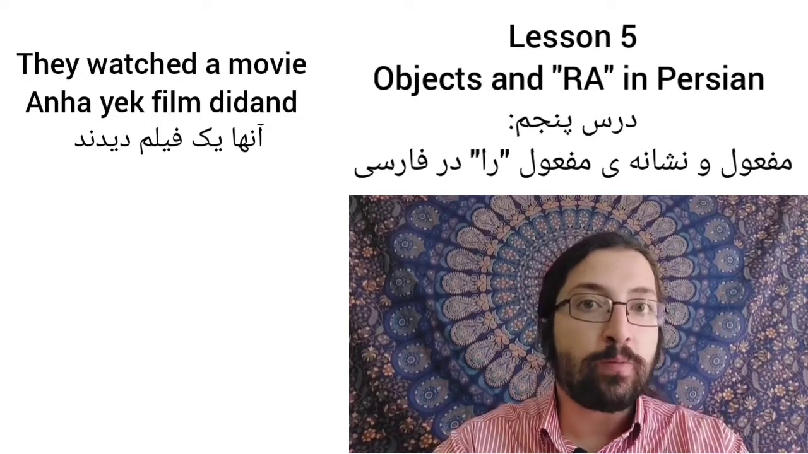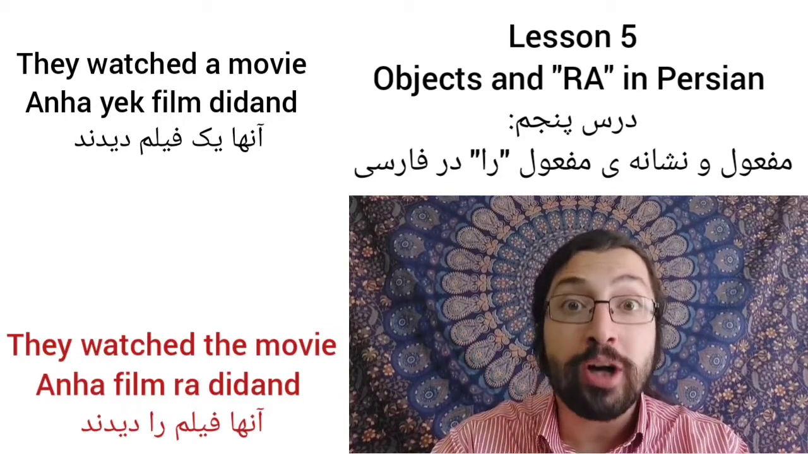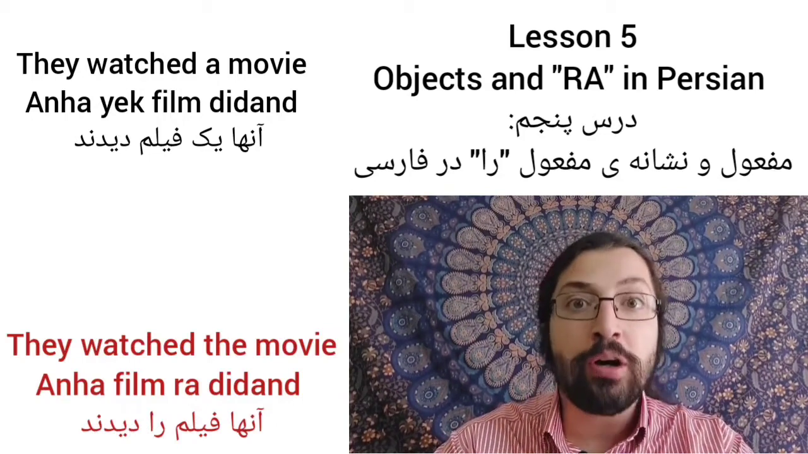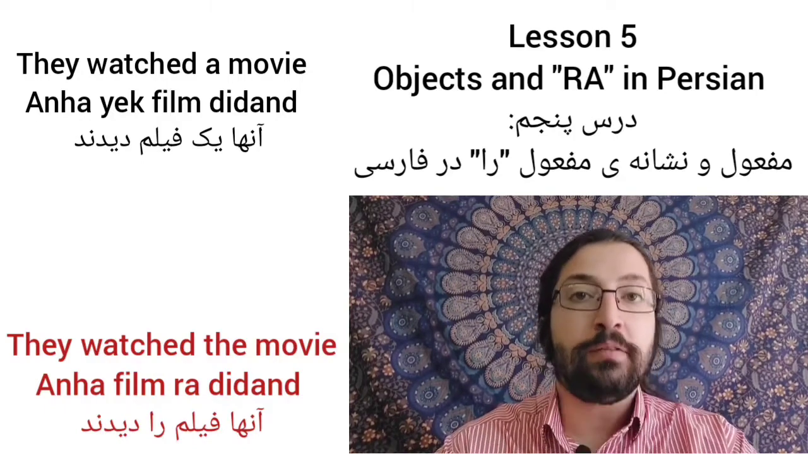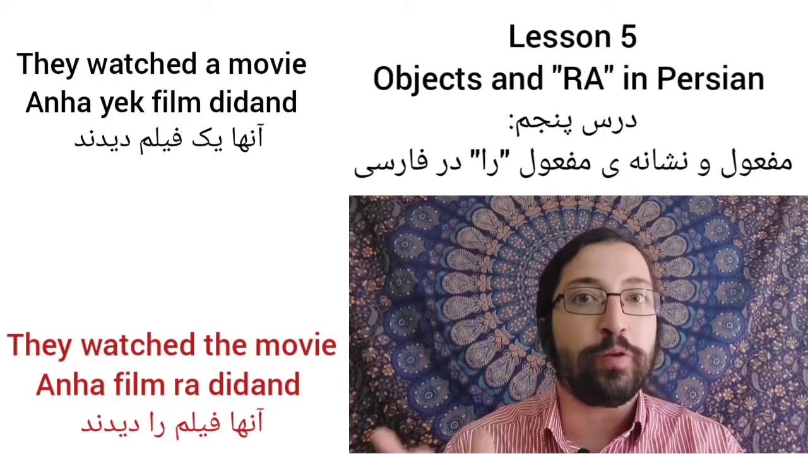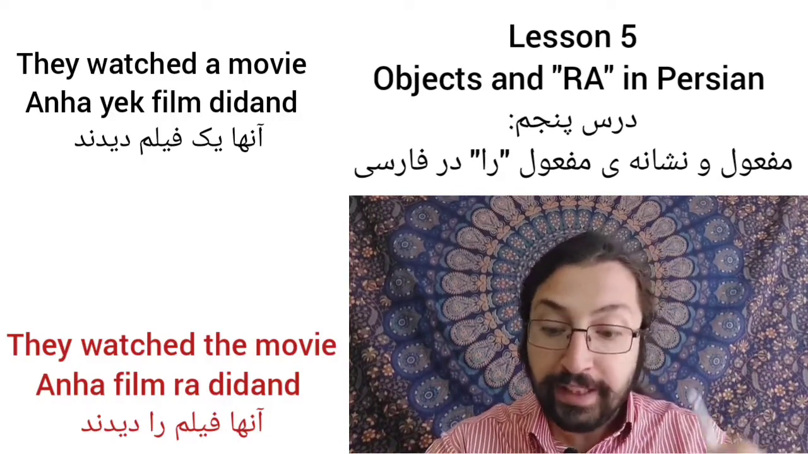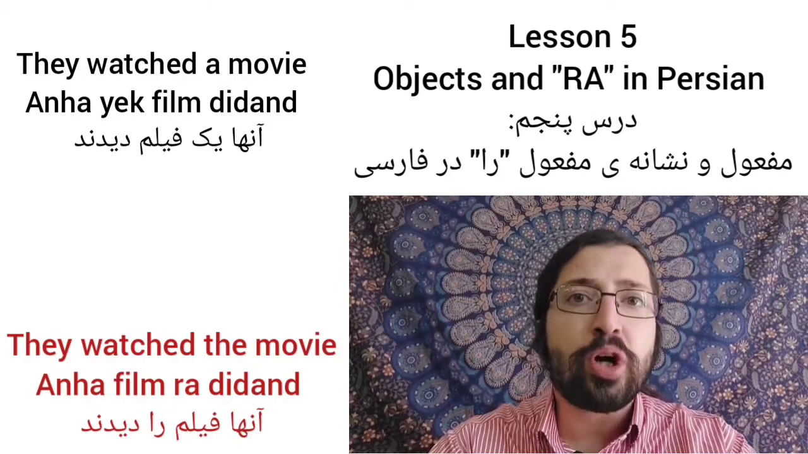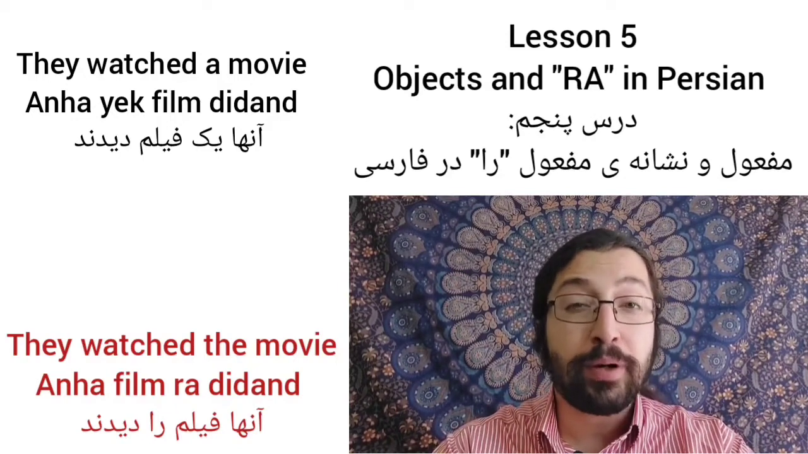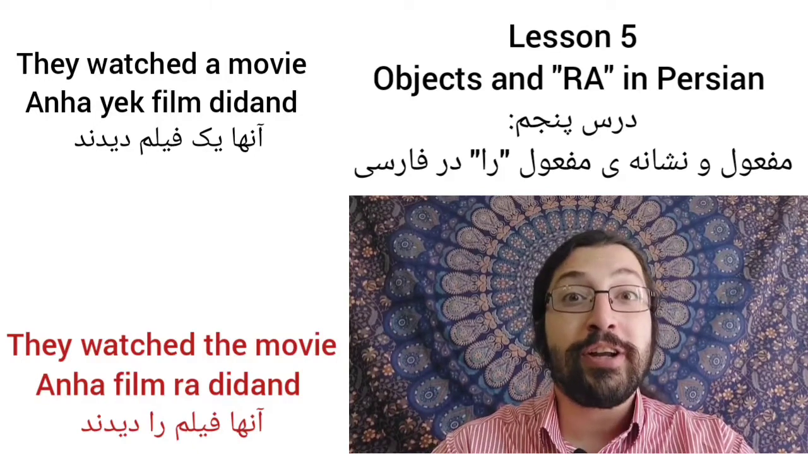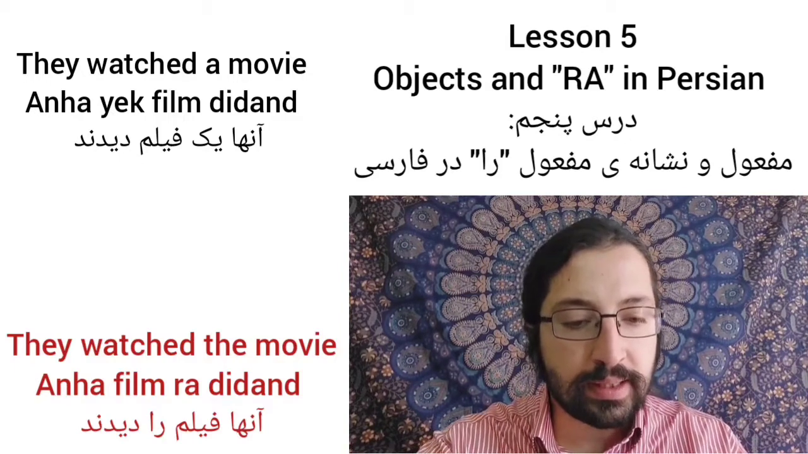Now we want to say they watched the movie. آنها فیلم را دیدند. So obviously we both know what movie we're talking about. It's a definite object. آنها فیلم را دیدند. This ra in Farsi is, as I told you, called sign of object, but I would rather call it sign of definite objects.